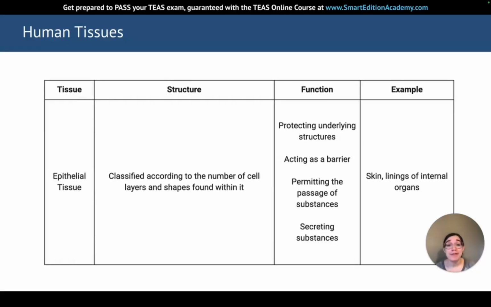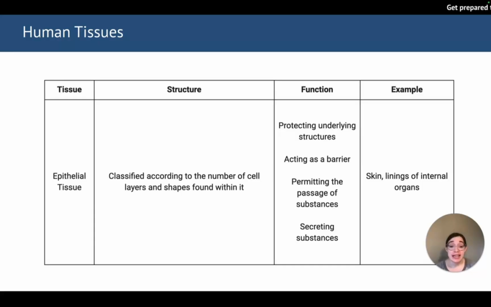The second type of human tissue is epithelial tissue, and this can be classified according to the number of cell layers and shapes found within it. Epithelial tissue also serves a variety of functions, though not quite as many as connective tissue, which we've just seen. Some of epithelial tissue's functions include protecting structures lying underneath it, acting as a barrier, allowing for the passage of certain substances, also allowing for the secretion of certain substances. The skin and the linings of internal organs are good examples of epithelial tissue.